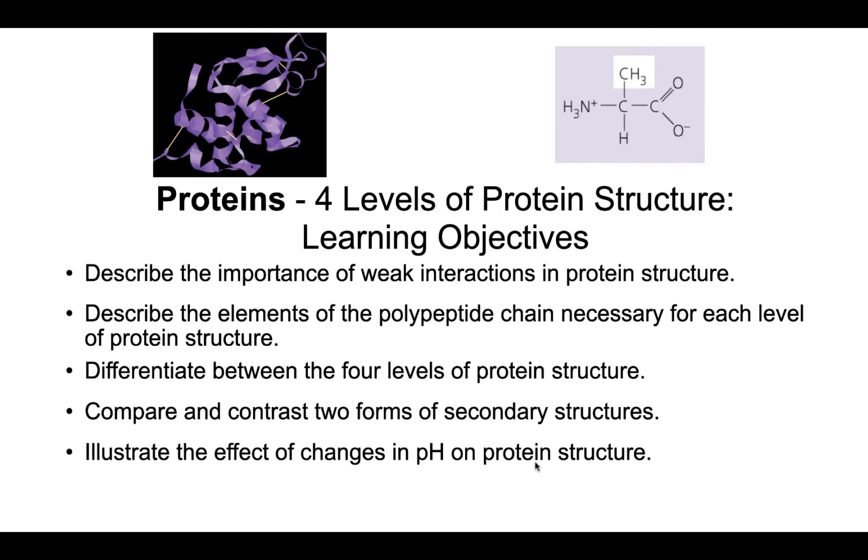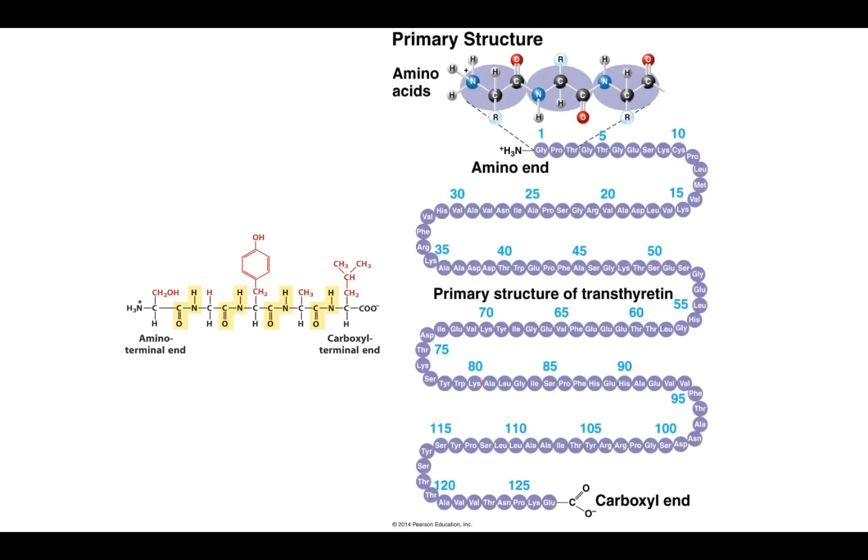Okay, so let's start with the first and most fundamental level of protein structure. We call that the primary structure. And essentially, if you watched the previous video, you know what the primary structure is. It is simply the sequence of amino acids that are connected to one another via peptide bonds.